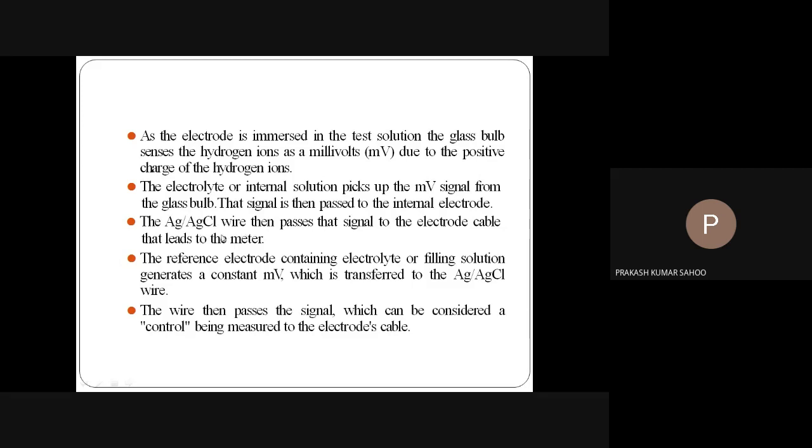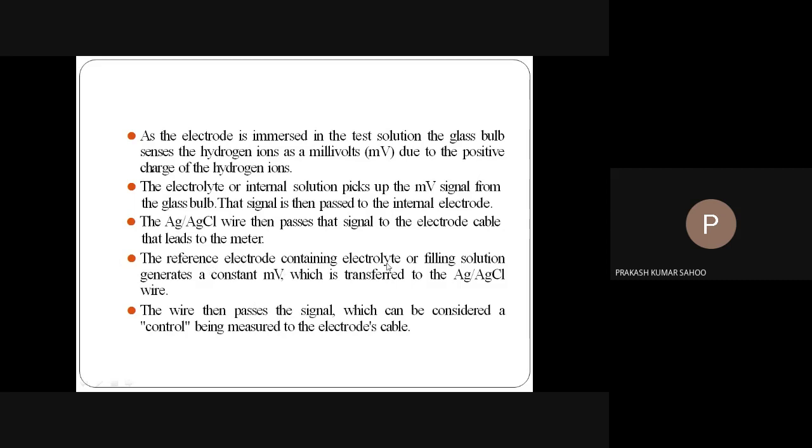And the electrode that contains silver chloride wire coated with silver chloride passes the signal to the electrode cable that leads to the electrometer or voltmeter. So these are the chains which pass the signal from one to another. First, the H+ ion signals the glass tube. The glass tube is then the internal electrode. The internal electrode contains silver chloride, which passes the information to the electrometer or galvanometer or voltmeter.